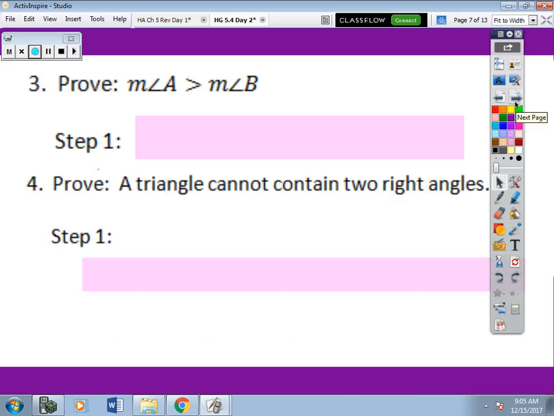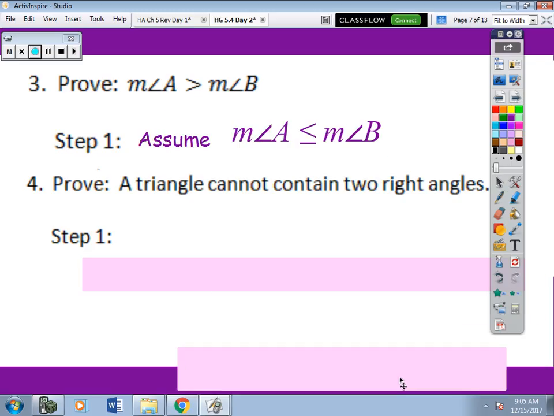And then number 3 says, prove that the measure of angle A is greater than the measure of angle B. What would the negation of that be? Step 1 is to state the negation of the proof statement. What's the opposite of being greater than? Joseph? Measure of angle A is less than or equal to measure of angle B. Good. Assume that the measure of angle A is less than or equal to the measure of angle B. The negation, the opposite. And then 4 goes on to the back.